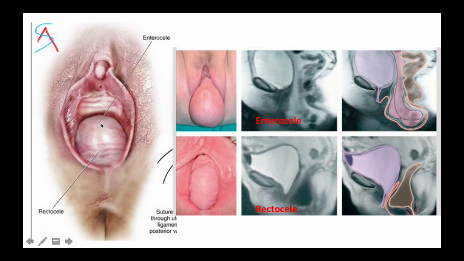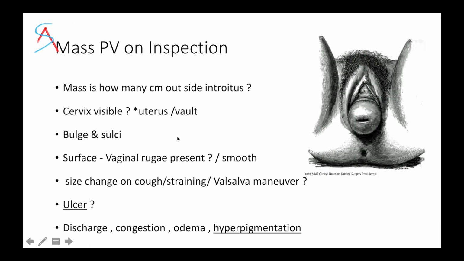Enterocoele and rectocoele would be in the posterior vaginal wall. Like here, if there is a descent of intestine, it would be an enterocoele. If there is a descent of the rectum, it would be called rectocoele. After noticing bulge and sulci, you have to look whether vaginal rugae are present or not. What is the size change on coughing, straining and Valsalva maneuver, whether it increases or remains constant? Whether there is any ulcer over the mass descending per vaginum, or any discharge, congestion or edema. Hyperpigmentation could be there.